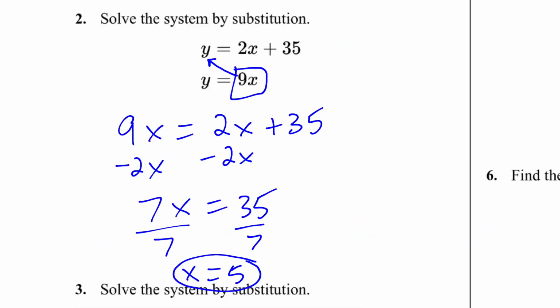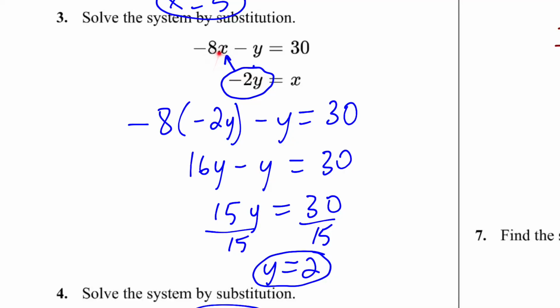For number 2, we replace y with what it's equal to in the other equation. So what used to say y equals 2x plus 35 now says 9x equals 2x plus 35. This is a two-step equation. Subtract 2x from both sides to get x only on the left. Divide by whatever's in front of x, which is 7, to get x equals 5.